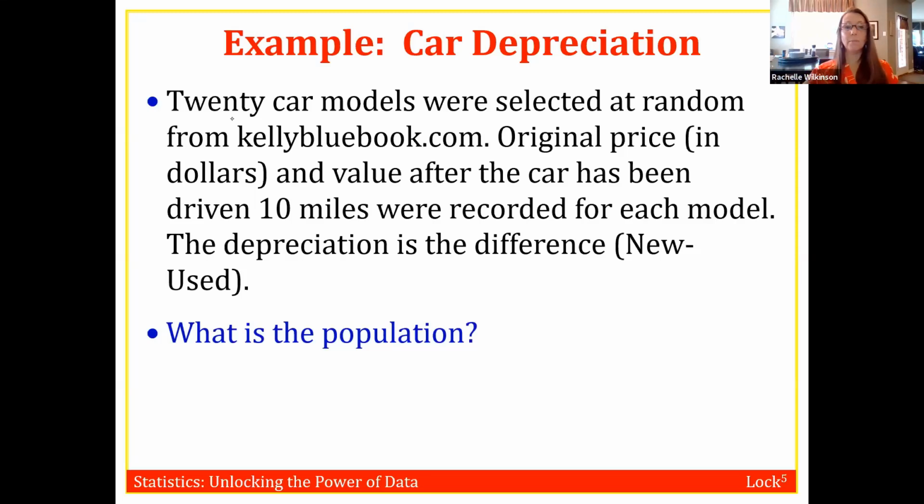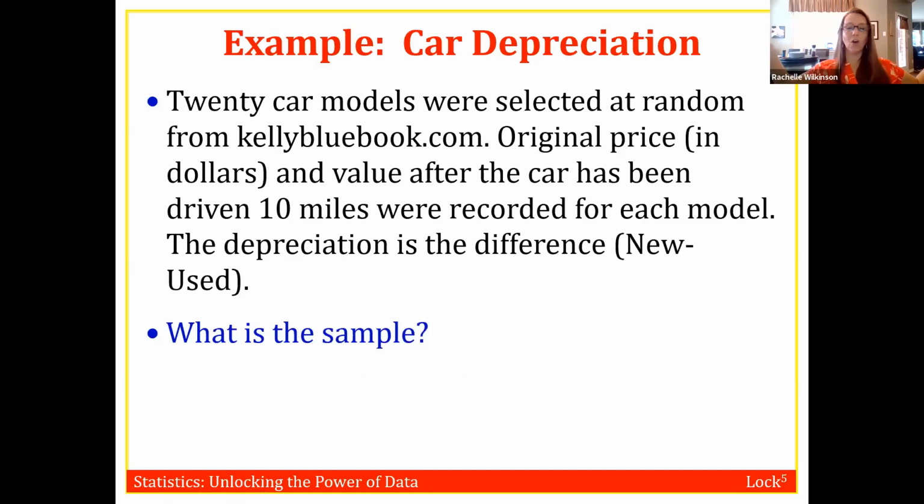All right, well, look at what we measured here. What were we taking measurements on? Car models, right? So if we took measurements on car models, then our population is going to be all car models. So all car models is our population. All right, next let's look at our sample. So what did we actually measure in this case?